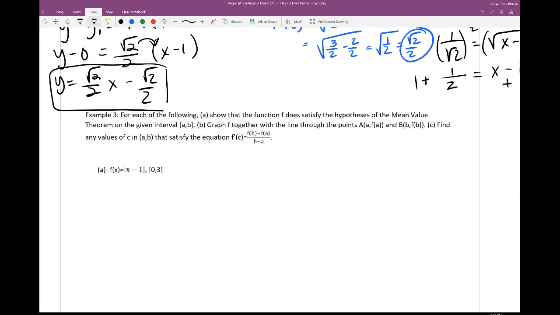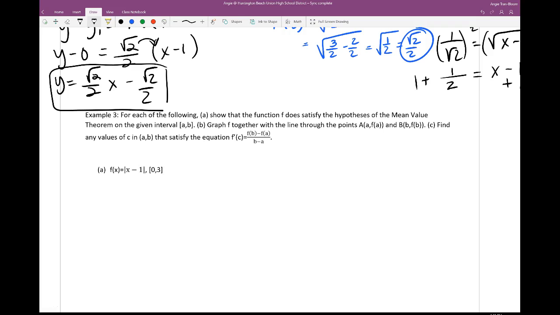For each of the following, part A, show that the function f does satisfy the hypothesis of the mean value theorem on the closed interval a to b. B, graph f together with the line through the point a all the way to b. So this is the end point. A is the beginning and then b is the end. Find any values of c in the open interval a to b that satisfy the equation f prime of c equals f of b minus f of a all over b minus a. So that's your mean value theorem.